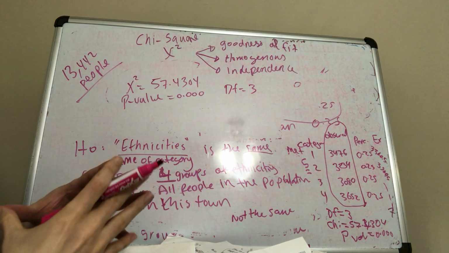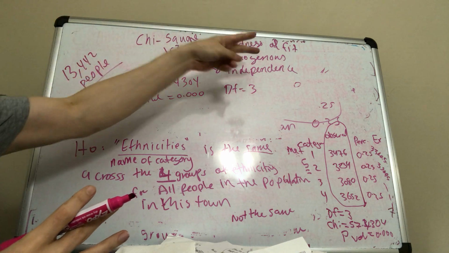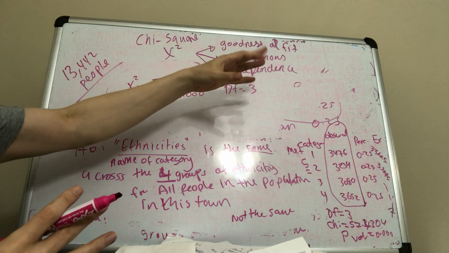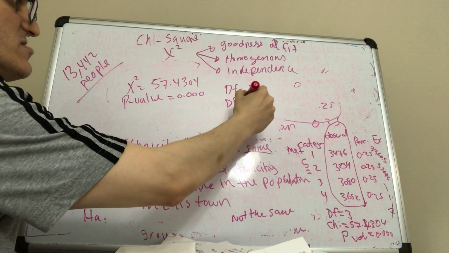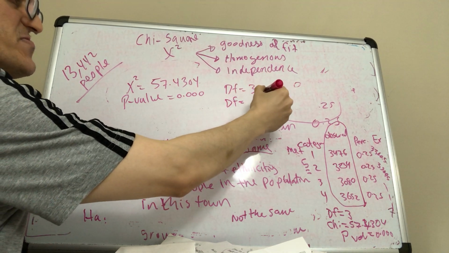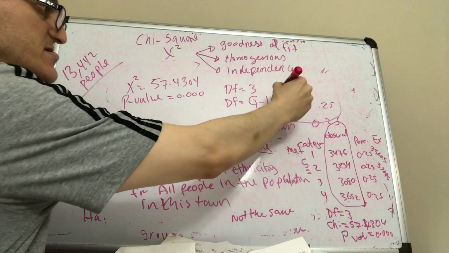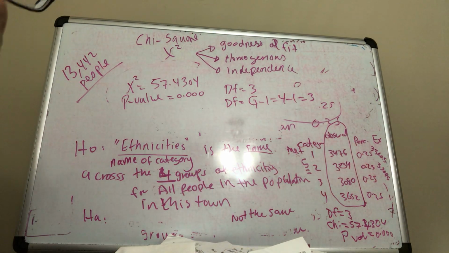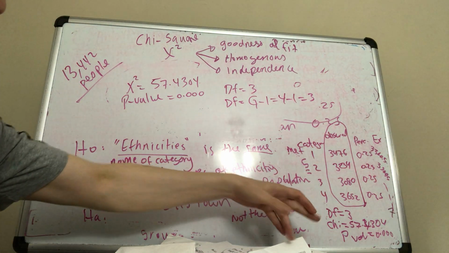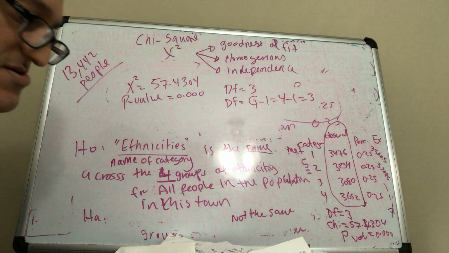Because the way you do it in goodness of fit is different than the other two. The other two are pretty much the same concept. The first one is different. Degree of freedom would be how many different groups you have minus 1. There are 4 ethnicities, so 4 minus 1, 3. That's how they got the 3. But again, homogeneity and independence are a little bit different.